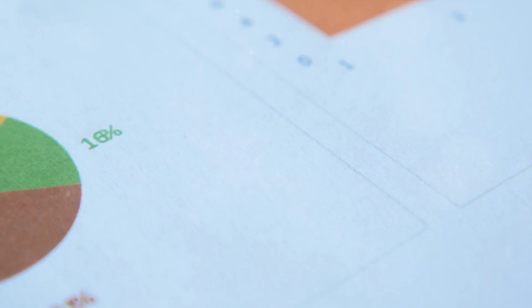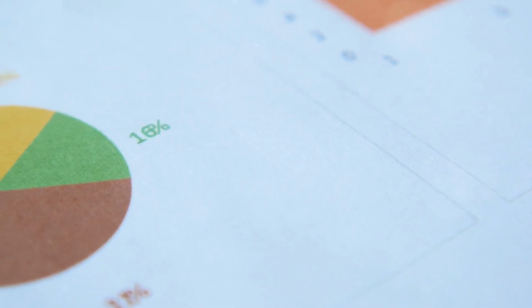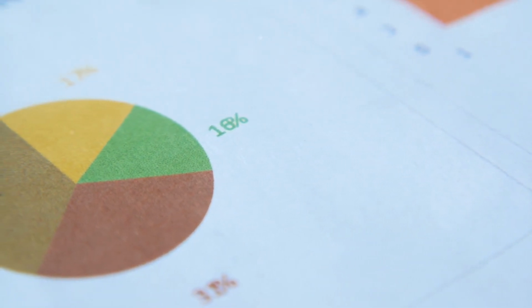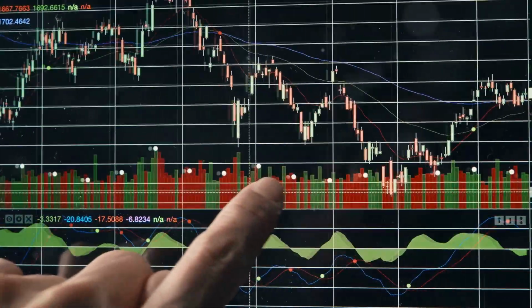In the next segment, we're going to dive deeper into the specific mutual funds they offer and how to decide which one might be the best fit for your portfolio. Stay tuned. First up, let's talk about American Funds.